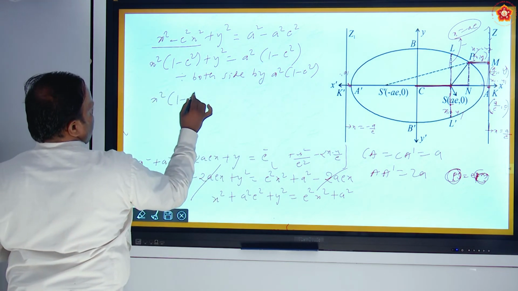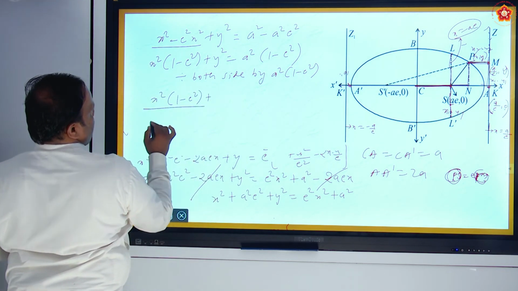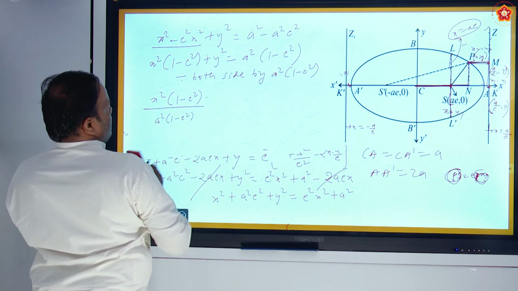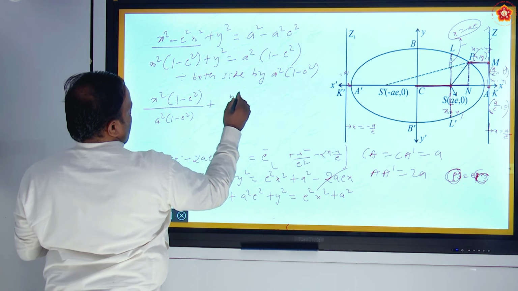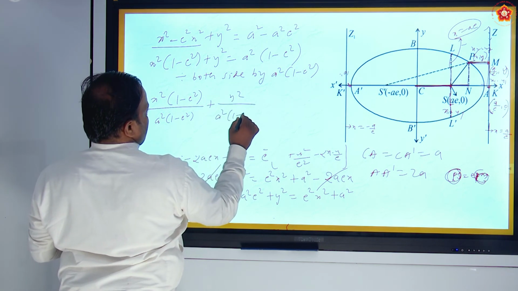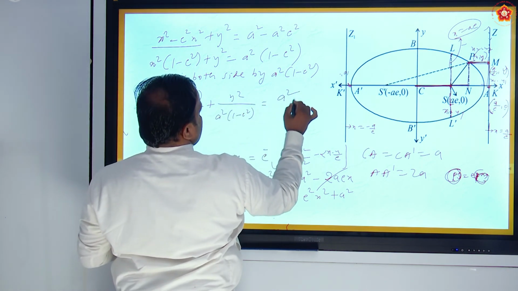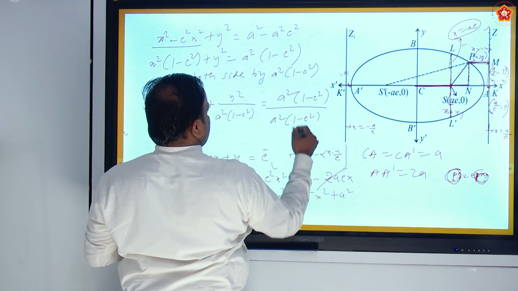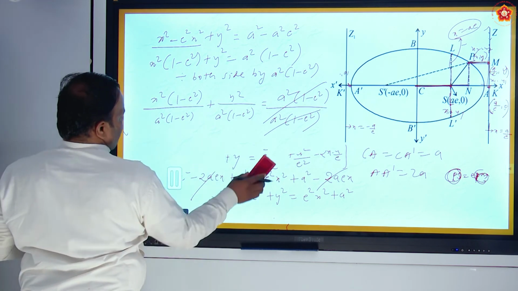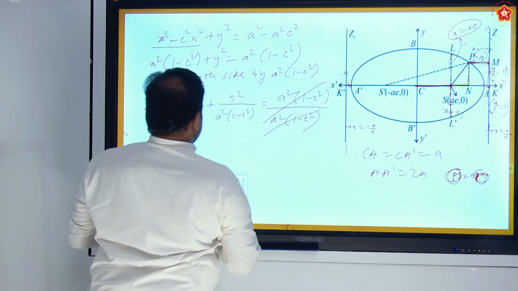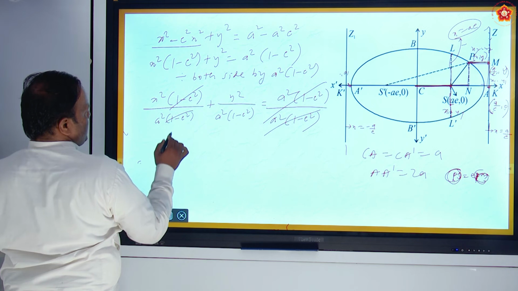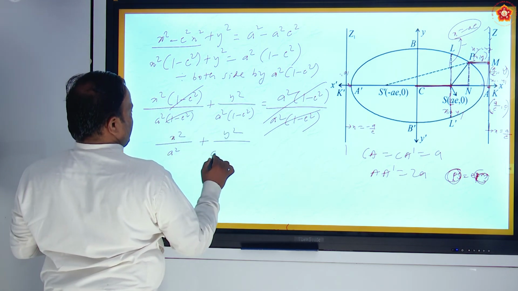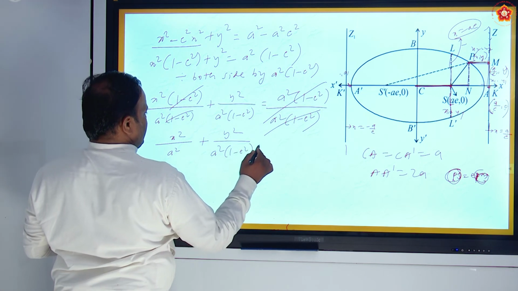x square into 1 minus e square by a square into 1 minus e square, plus y square by a square into 1 minus e square, equal to a square into 1 minus e square by a square into 1 minus e square. This gets cancelled, remaining 1 there. So remaining 1. Here also 1 minus e square gets cancelled. x square by a square plus y square by a square into 1 minus e square equal to 1.